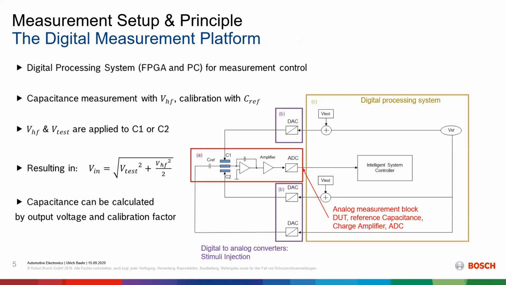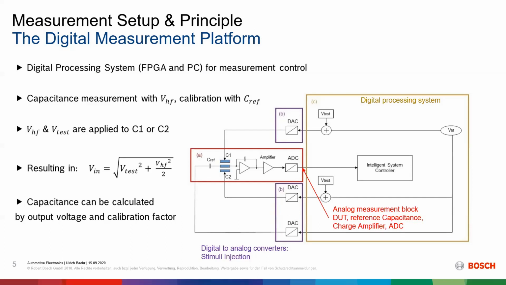So first of all, the platform we are using for these measurements, our digital measurement platform, consists of a digital processing system, which is basically an FPGA and PC for measurement control and also data acquisition. Then we have capacitive measurement, which we are doing with a carrier frequency method, which is applied with VHF here. And of course, for calibration, we need a reference capacitance where we know the capacitance very well.